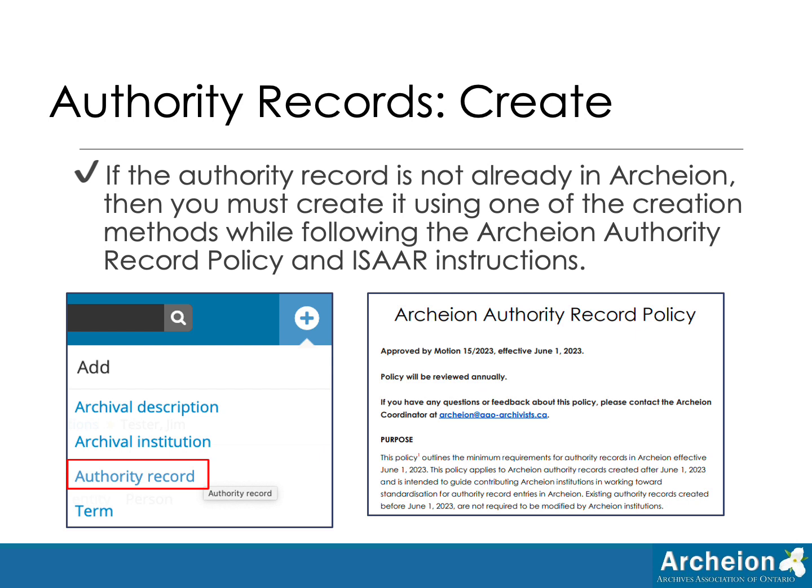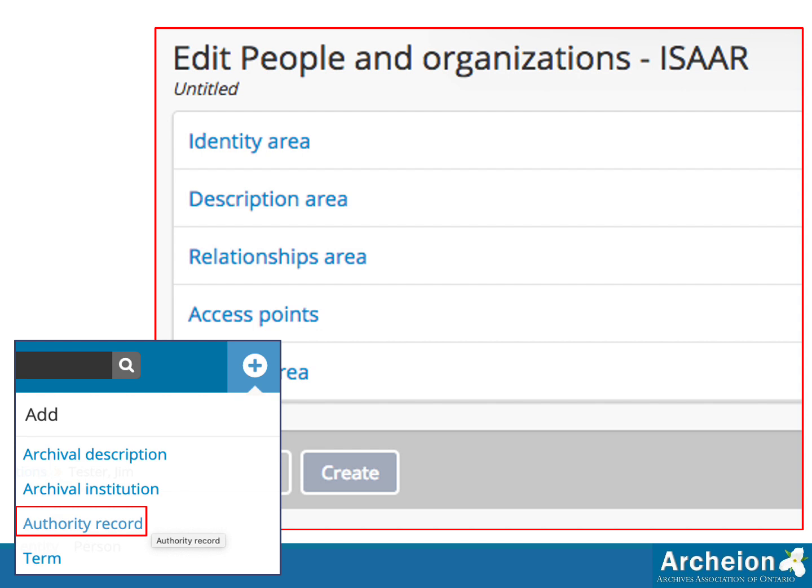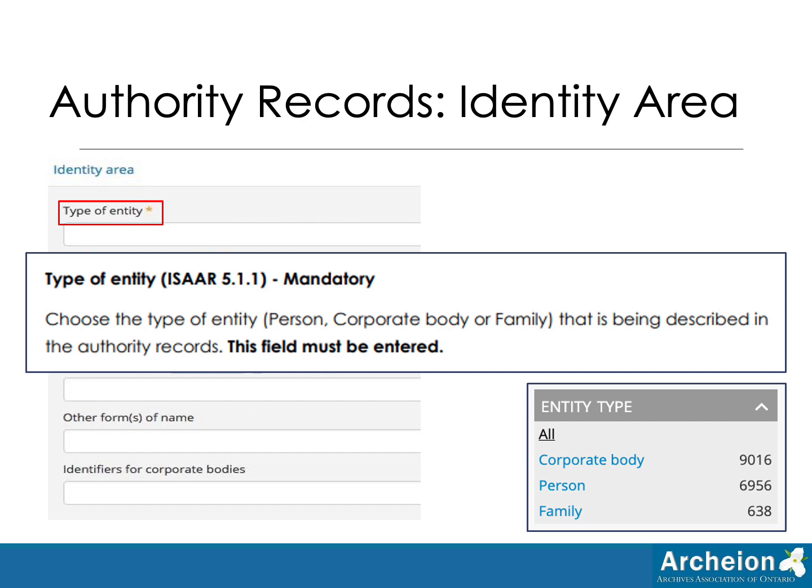Once you've done an exhaustive search in Archeion and you're sure there's no existing authority record for the name that you need to add to your archival description, then you're going to have to create the authority record using one of the methods we discussed previously, following the Archeion authority record policy and ISAR instructions per field. We'll walk through the main menu method where you click the plus sign, select authority record, and that takes you to the ISAR form where you can add an authority record into Archeion. The first field is type of entity.